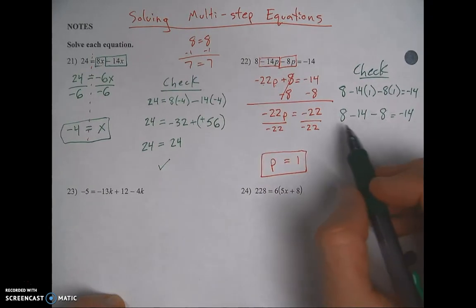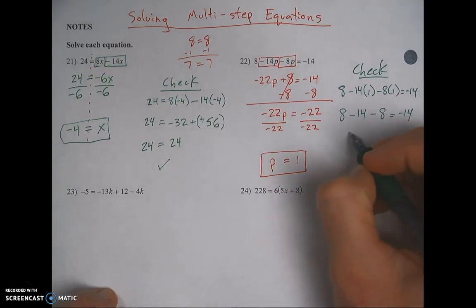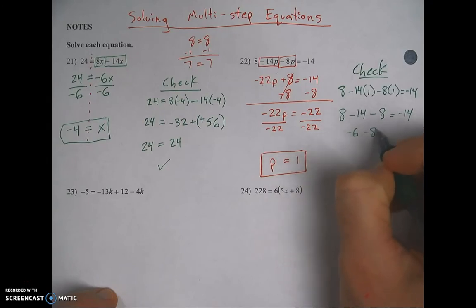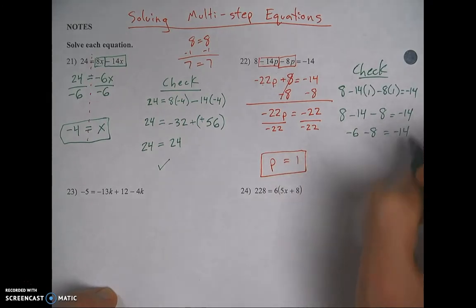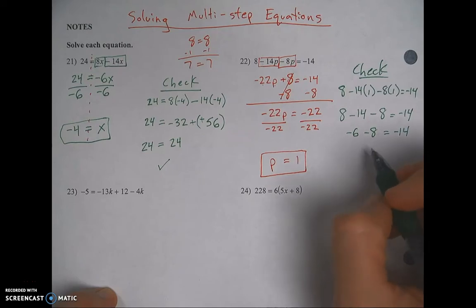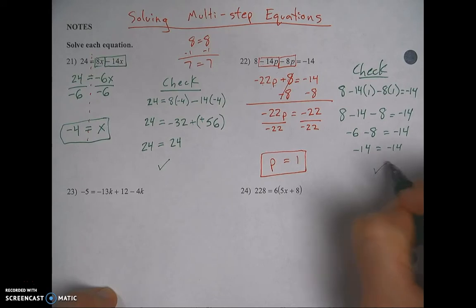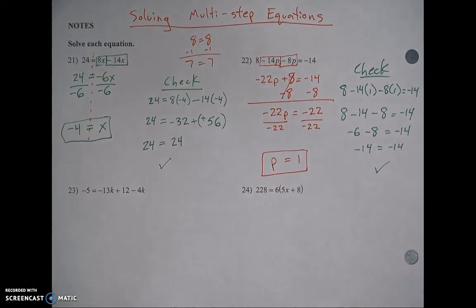Keep going. 8 minus 14 is negative 6. Negative 6 minus 8, negative 14. Check works. My answer is right.